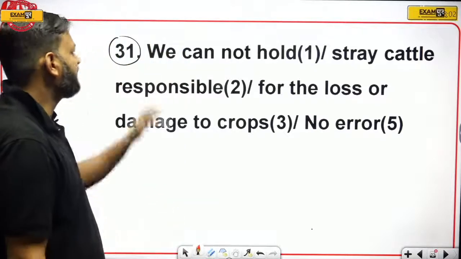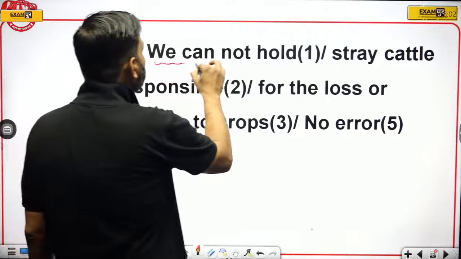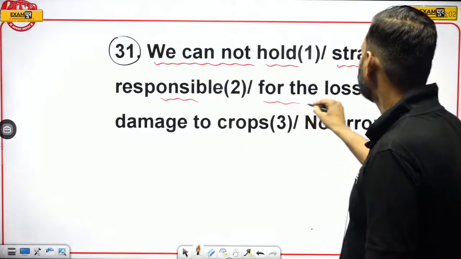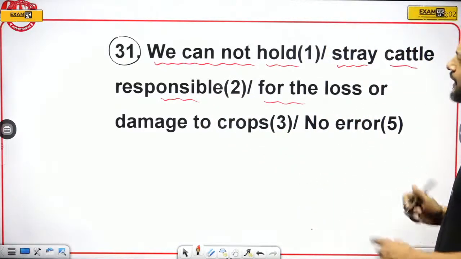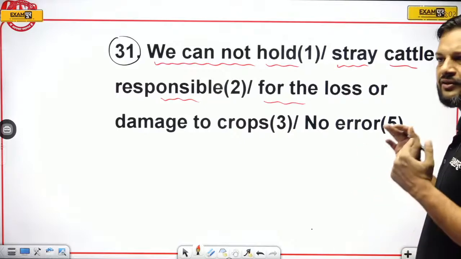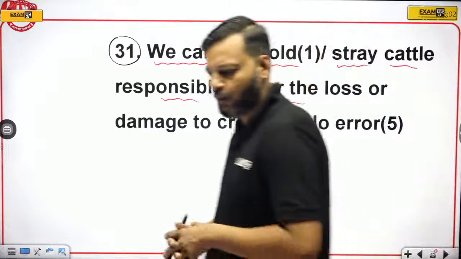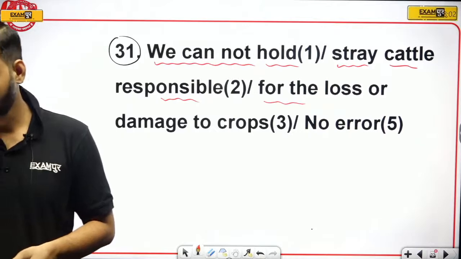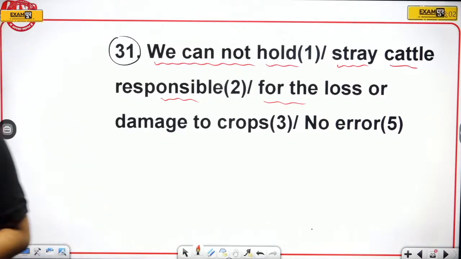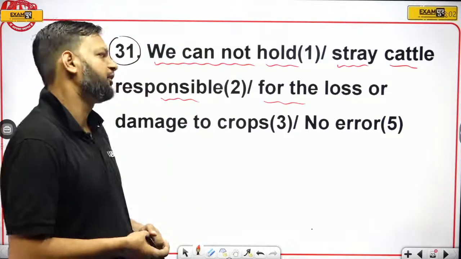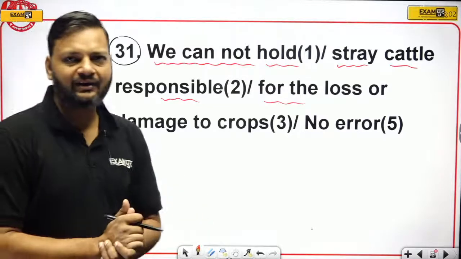So here we have question number 31. First question is, we cannot hold stray cattle responsible for the loss or damage to crops. What is the error in this sentence?